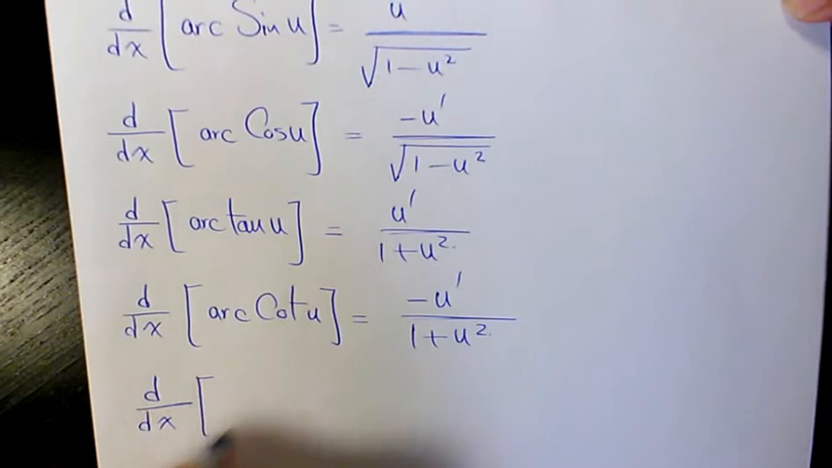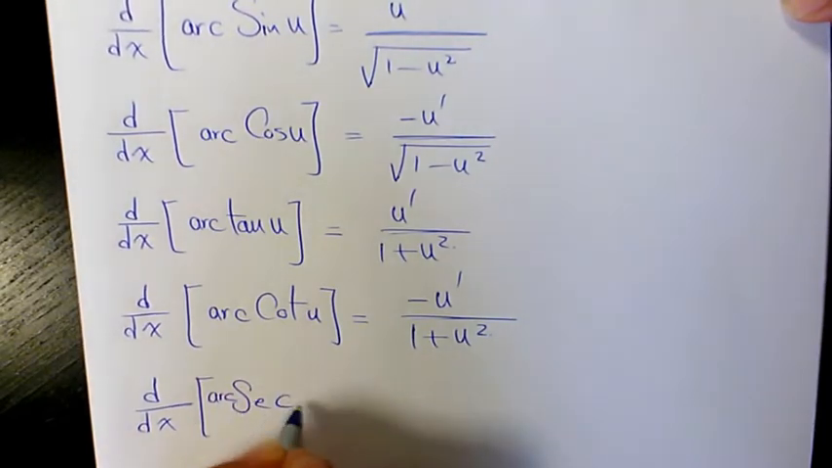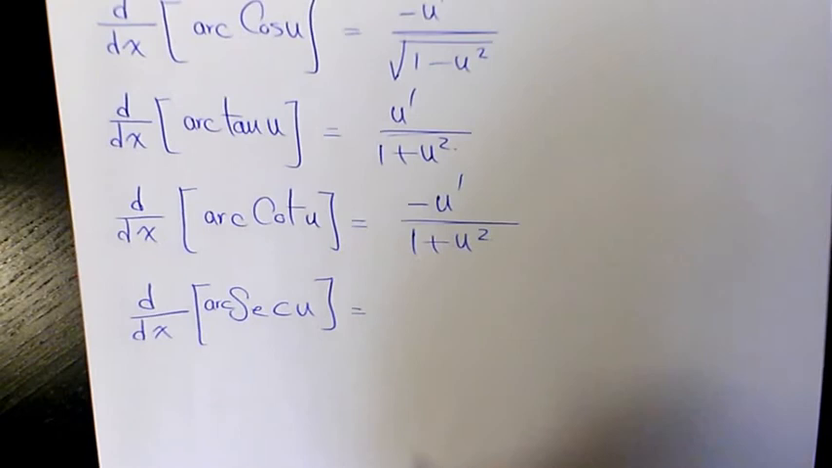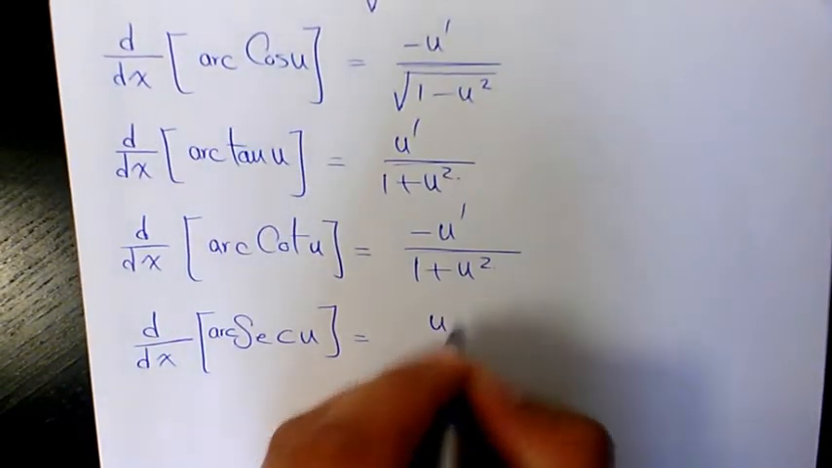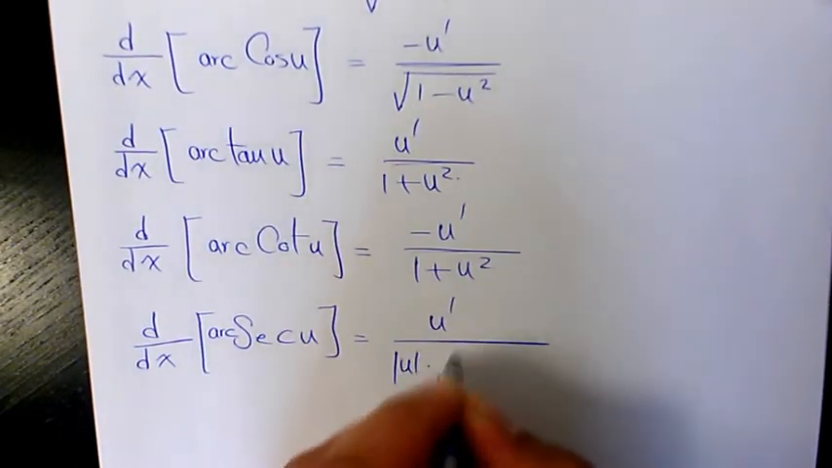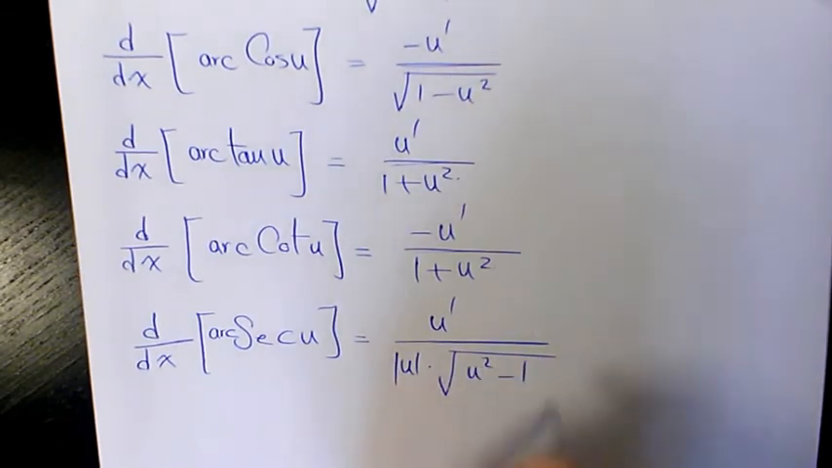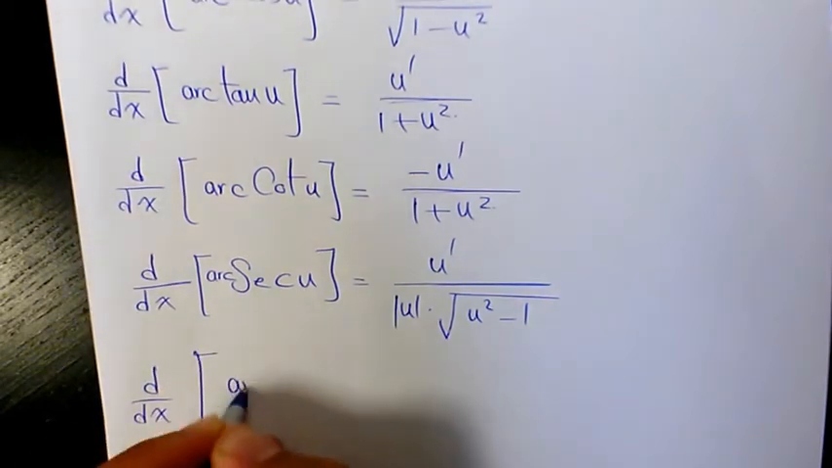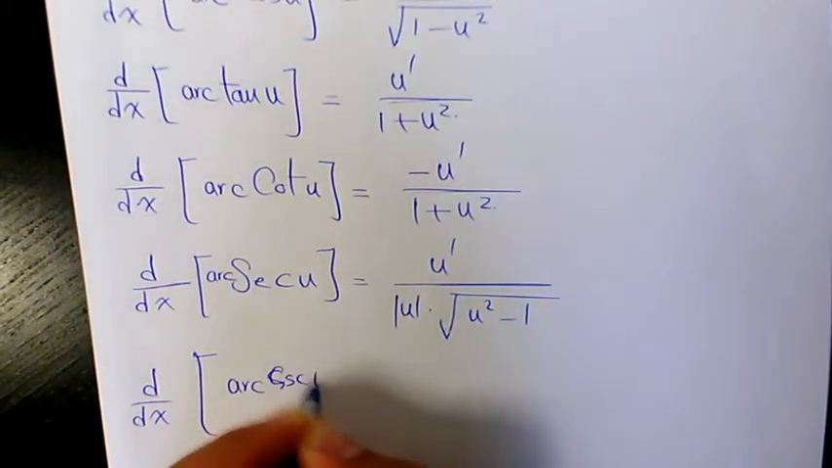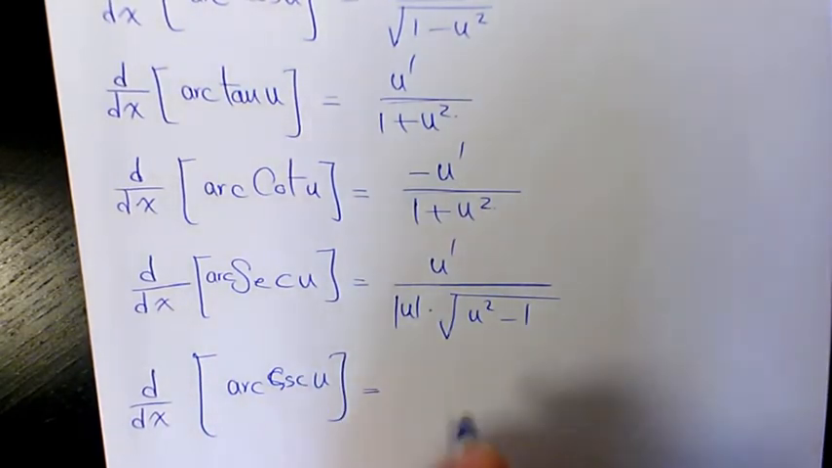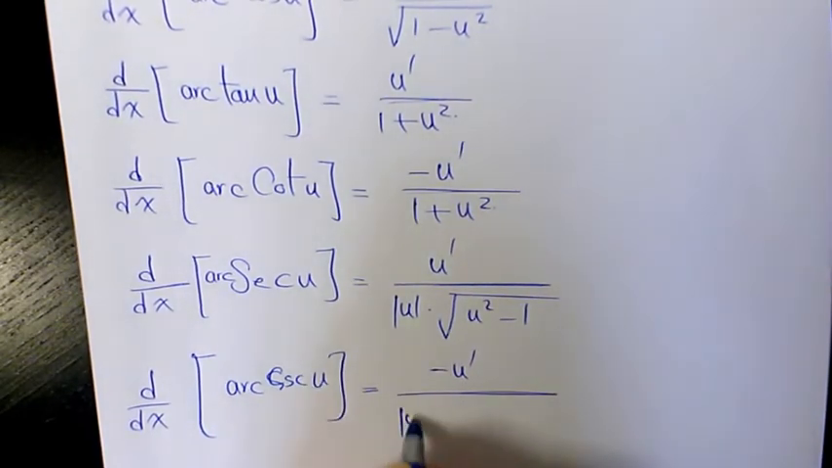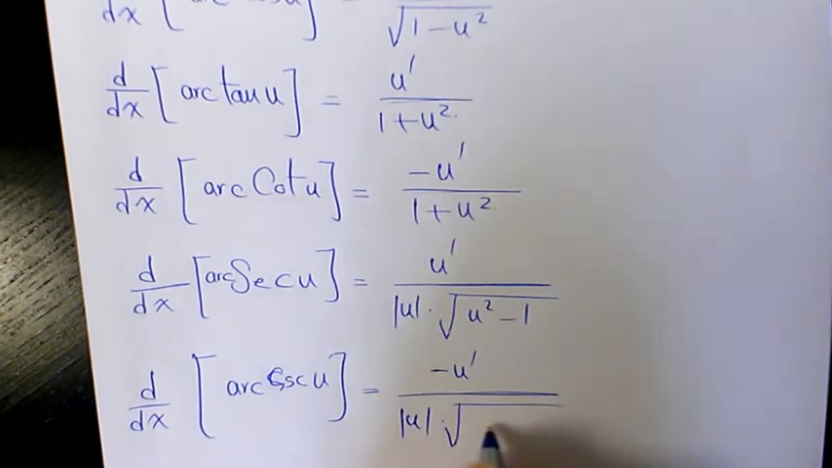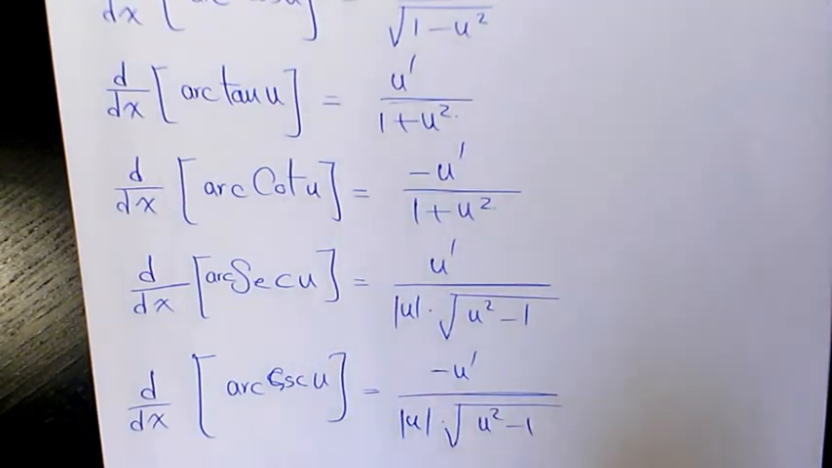Derivative of arc secant u is going to be u prime over absolute function of u times square root of u squared minus 1. Derivative of arc cosecant u when u is the function of x is going to be negative u prime over absolute function of u times square root of u squared minus 1. So these are all the functions you need in order to find out the derivatives of inverse trigonometric functions.